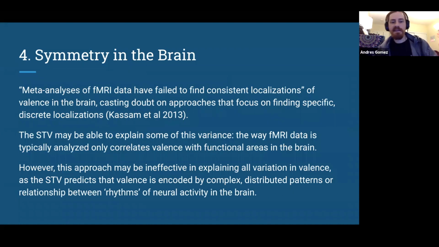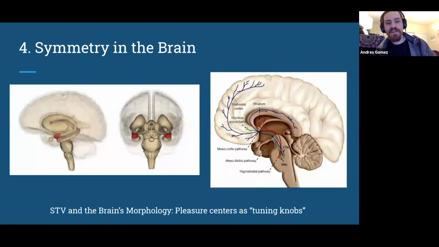And basically, the pleasure in the brain seems to be a distributed effect. So from our point of view, it would mean it's actually a whole-brain phenomenon. And this is what I was mentioning about the pleasure centers.